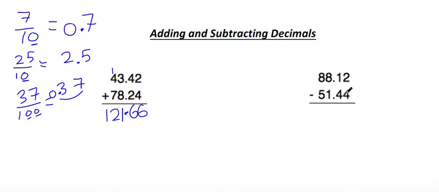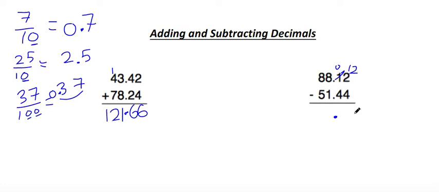Second one, 88.12 minus 51.44. Here, as we said, neglecting the decimal point, it will be like any problem you can solve in adding and subtraction. 2 minus 4 cannot be, so I will borrow from here. It will be 0, and here it will be 12.